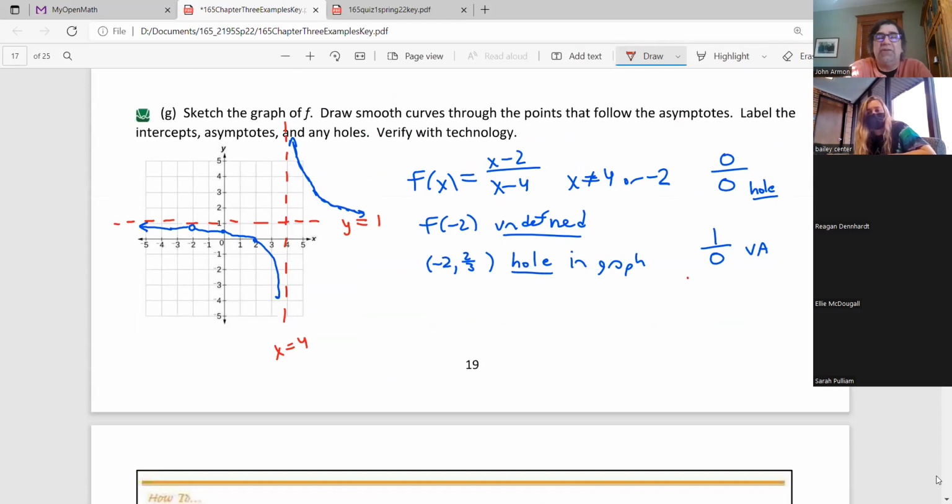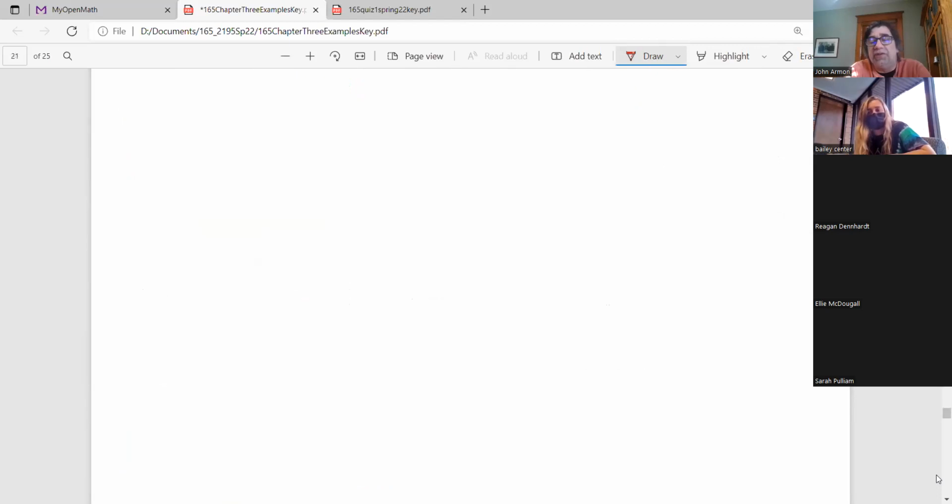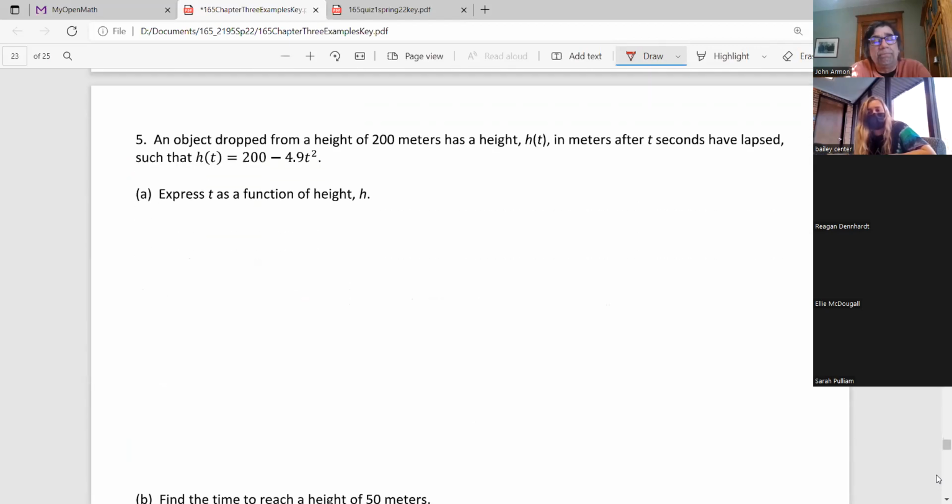So that's kind of the focus of section 3.8. We'll do a little bit more with that on Monday, but you should have enough to at least get the online homework started for that section.